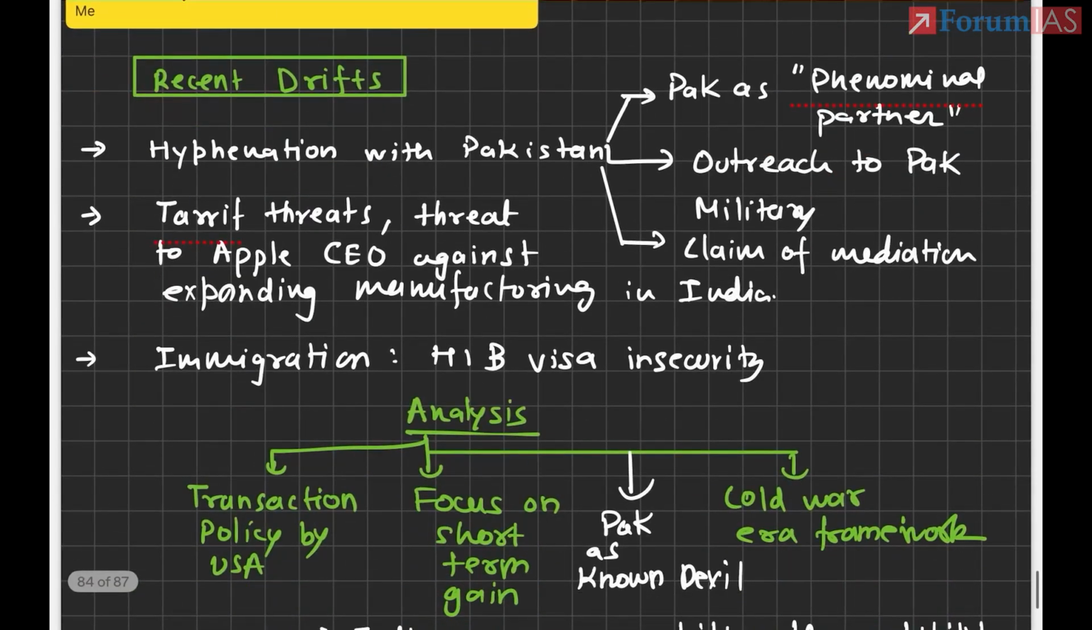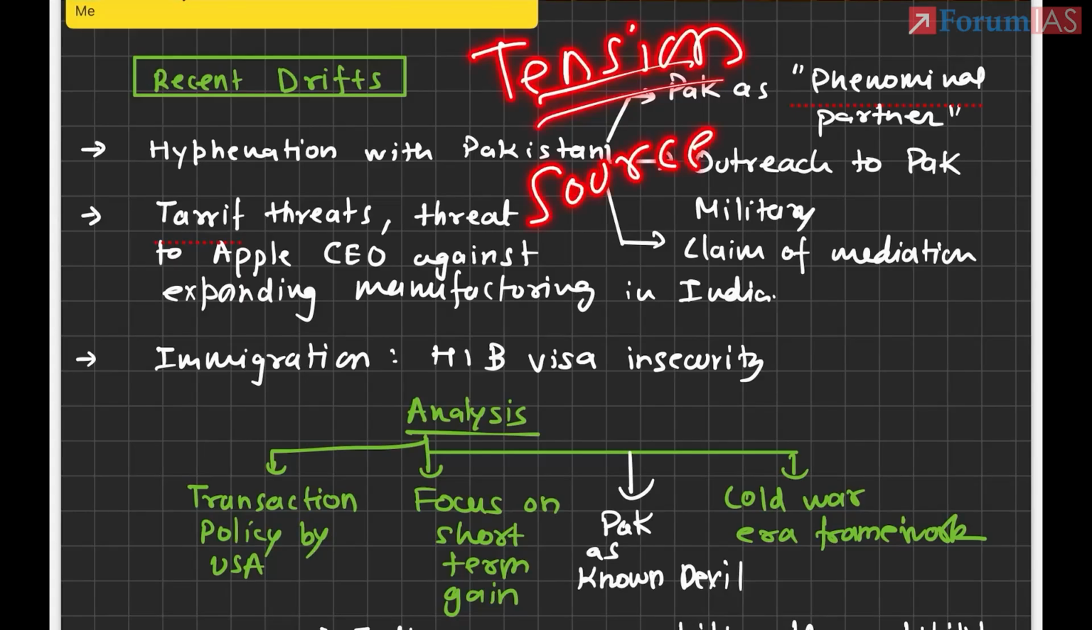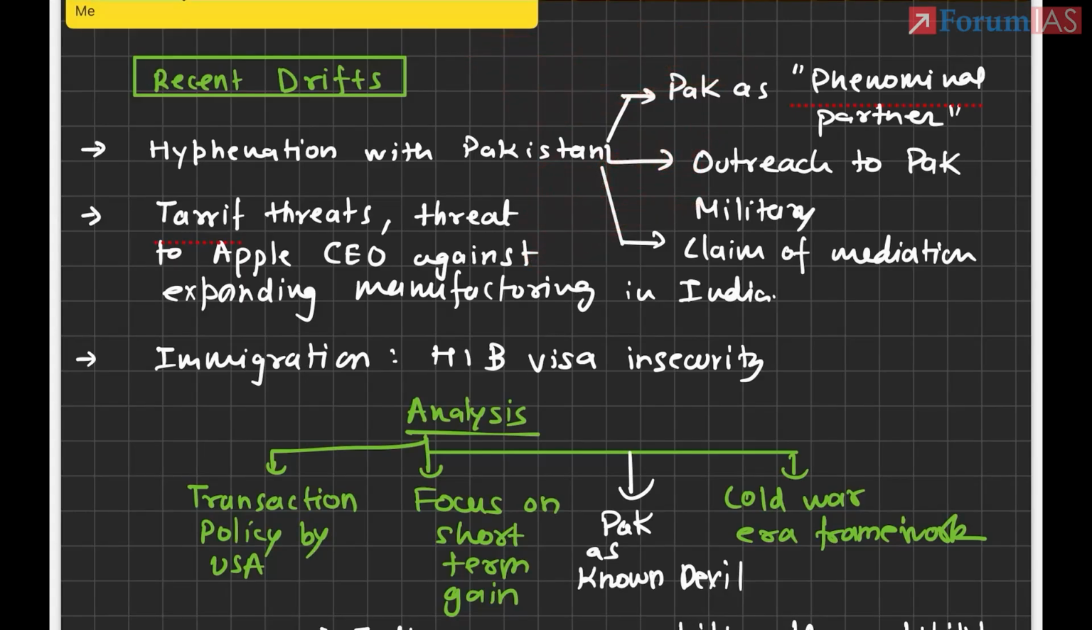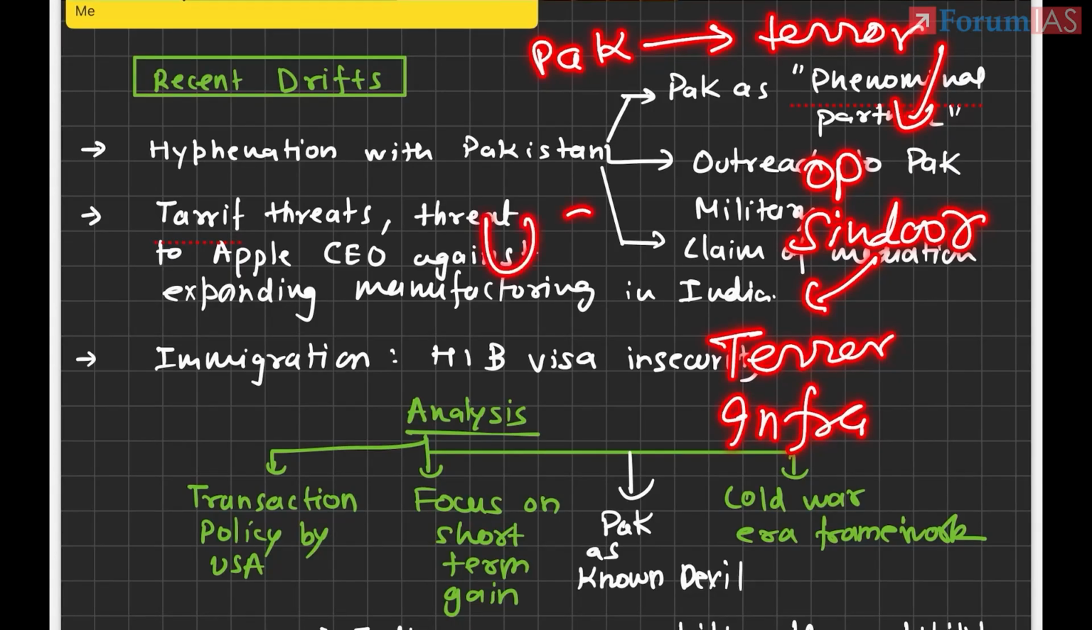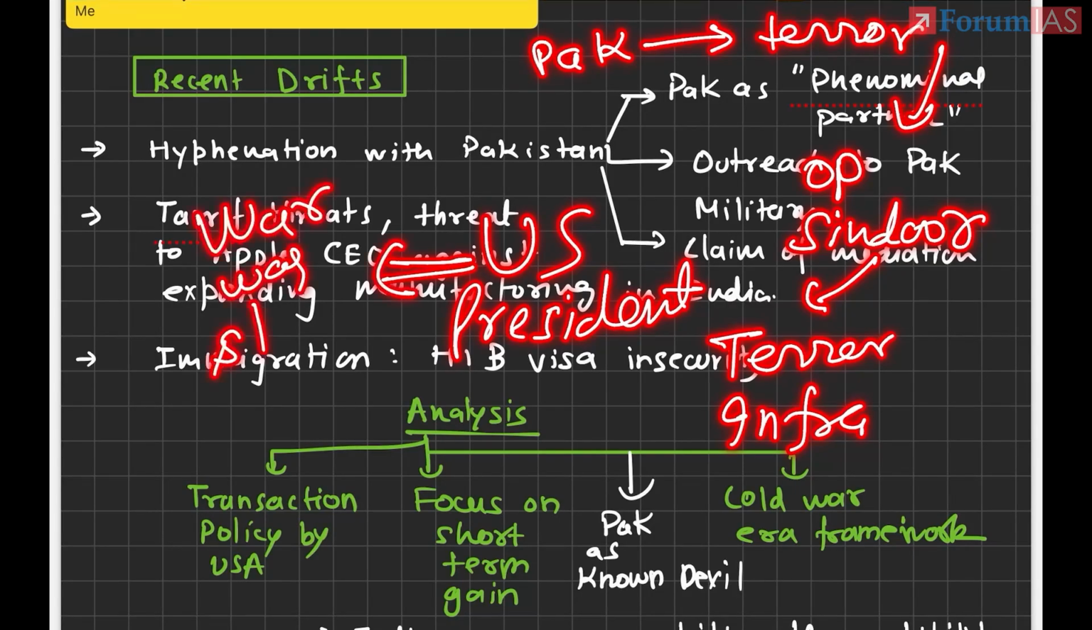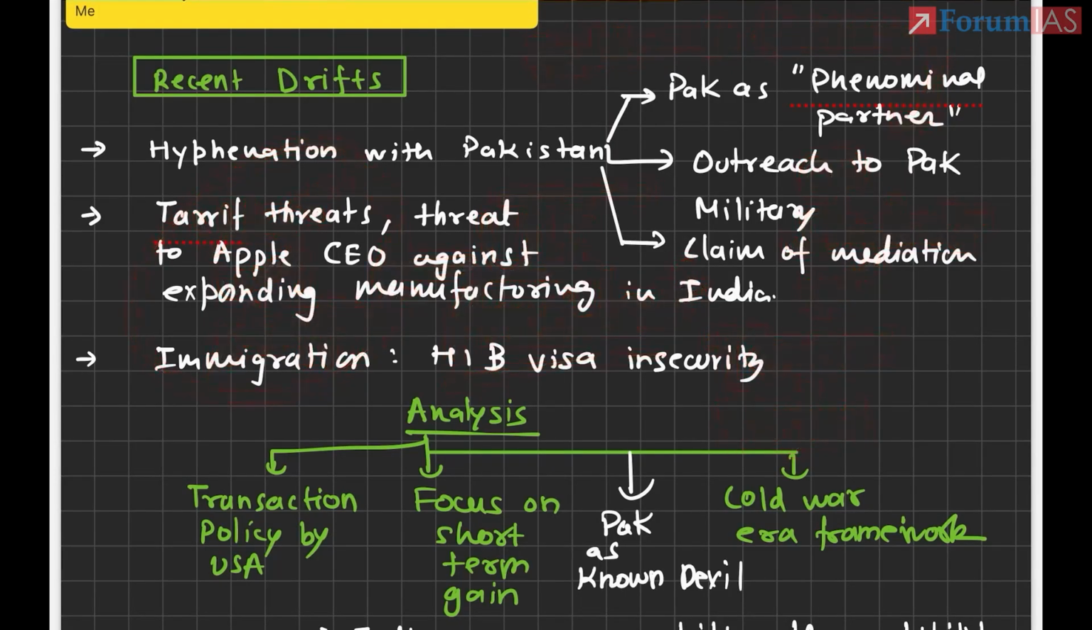Now, what is the recent tension? What is the source of this tension? Pakistan conducted a terror attack in India. India conducted Operation Sindoor to dismantle terror infrastructure. Now, the US President has claimed that due to his effort, the war was stopped. So the US claimed the mediation.